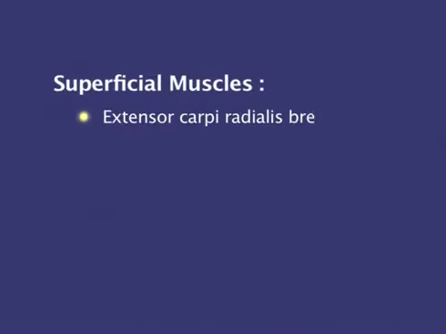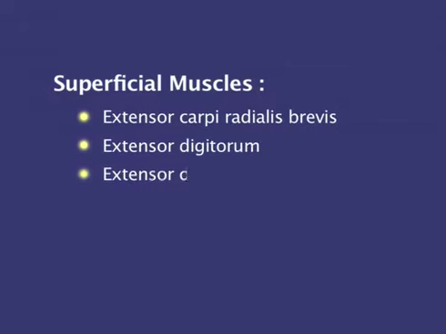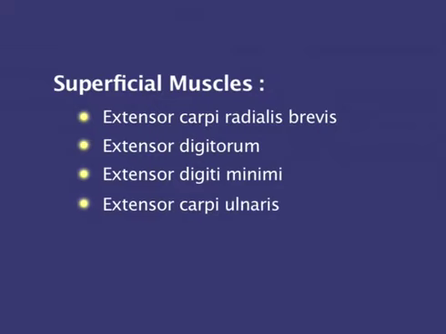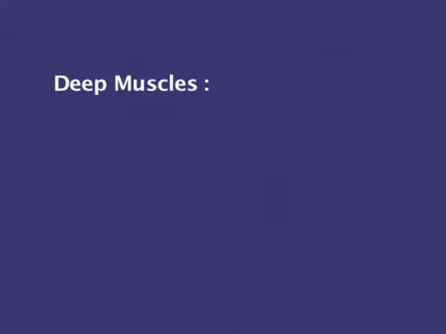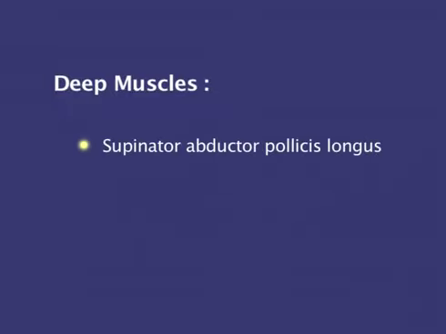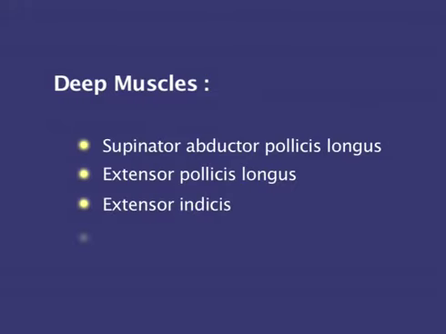Again, the posterior compartment muscles can be divided into two parts, superficial muscle groups and deep muscle groups. The superficial muscles include extensor carpi radialis brevis, extensor digitorum, extensor digiti minimi, extensor carpi ulnaris, brachioradialis, and extensor carpi radialis longus. And the deep muscles include supinator, abductor pollicis longus, extensor pollicis longus, extensor indicis and extensor pollicis brevis. So, by the name itself almost all these muscles work on the thumb.